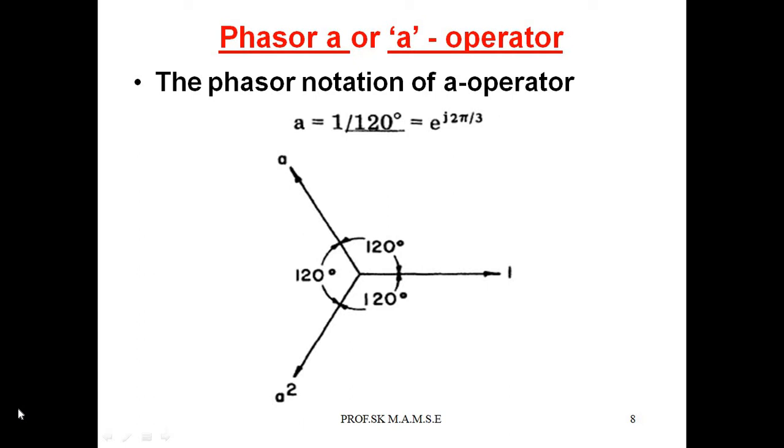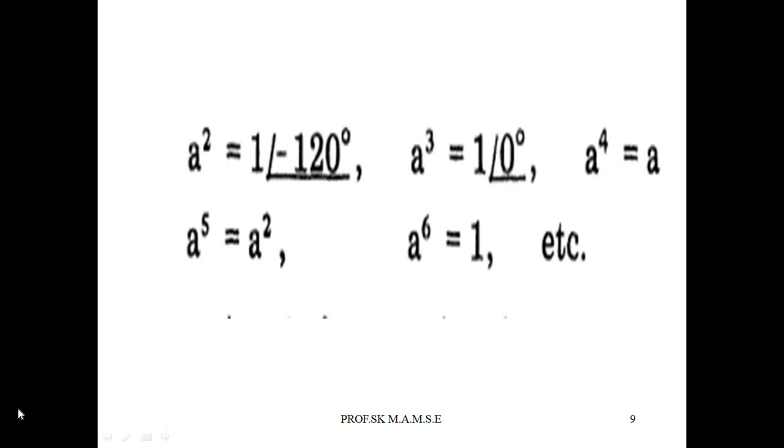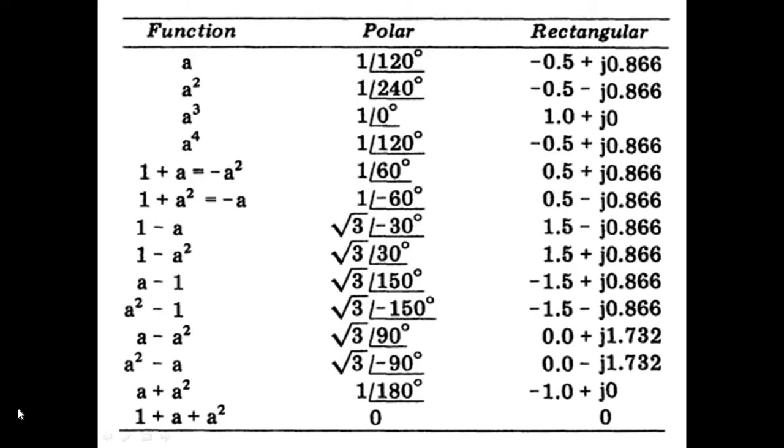Phasor notation of the a operator: a is equal to 1 angle 120 degrees, that is equal to e^(j2π/3). Then the phase sequence component a squared, the phase displacement of 120 degrees. a squared is equal to 1 angle minus 120 degrees. a cubed is equal to 1 angle 0. Then a to the power 4 is equal to a, a to the power 5 is equal to a squared, a to the power 6 is equal to 1, etc.